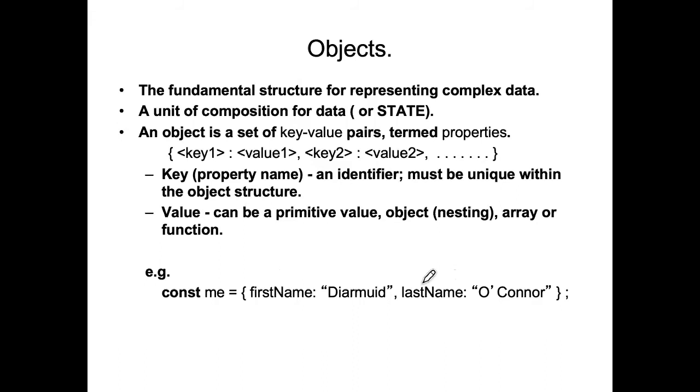We enclose our object in curly braces, and we separate key value pairs with a comma. The value can be of any type. It happens to be a string here. It could be numeric, a Boolean, null, or more interestingly, the value could be an object itself. And so you can have objects nested within objects. And that's really what we will see a lot of throughout this module.